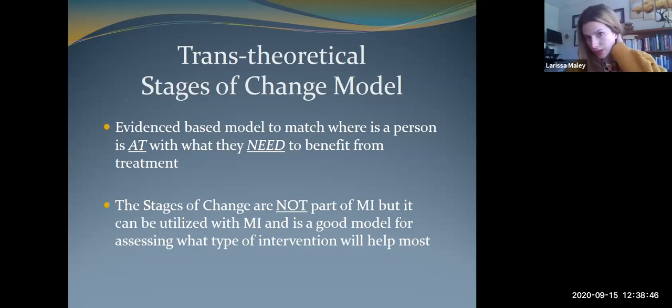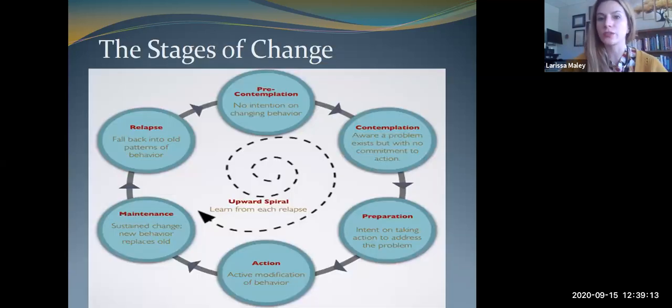Another thing I want to highlight, because we often get these things mixed up, is that the stages of change model is not part of MI. It can be utilized very effectively with MI, and I'm going to show you where MI fits in, so where it would be recommended to use MI depending on the patient's stage. But they can be used separately. They were developed separately. They are not integral. So let's focus specifically on the stages of change.